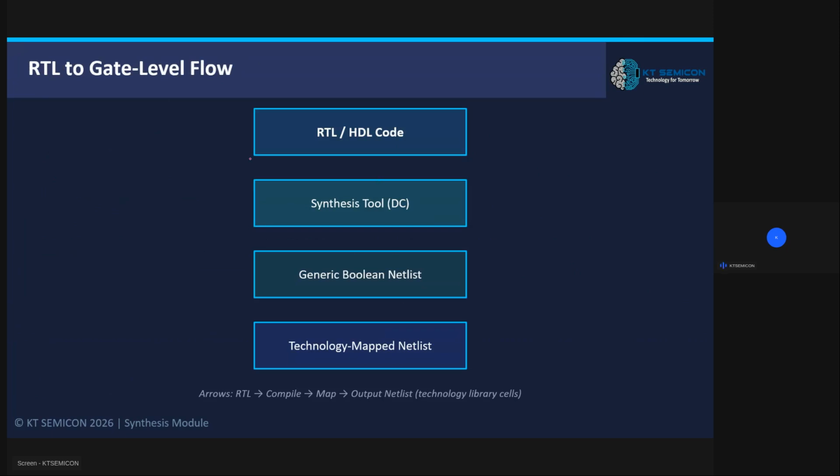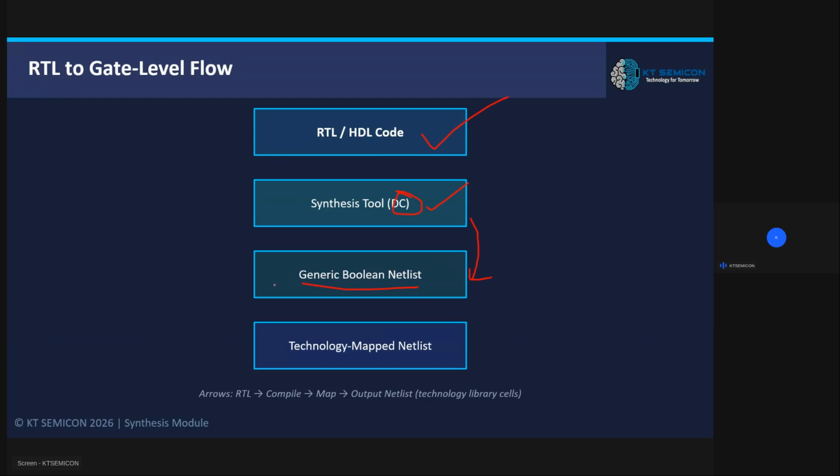This is the RTL to gate level flow. First, we write the logic in RTL or HDL, in a language like Verilog or VHDL, right? For tools, which tool are we using here? We are using the Synopsys tool, Design Compiler, DC. We use DC for the synthesis process. After that we generate a gate level netlist file, here a generic boolean netlist.